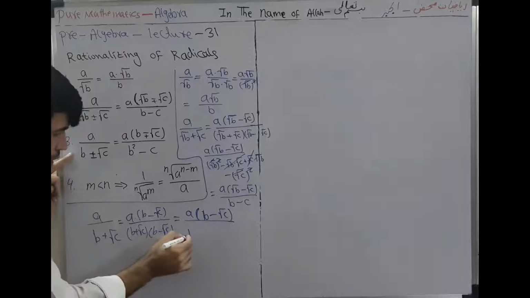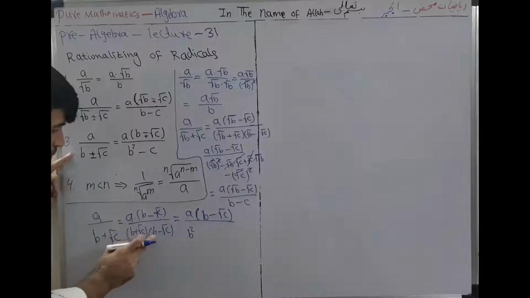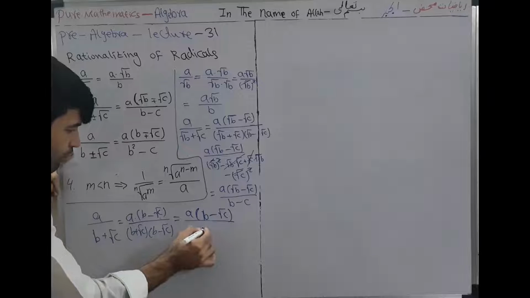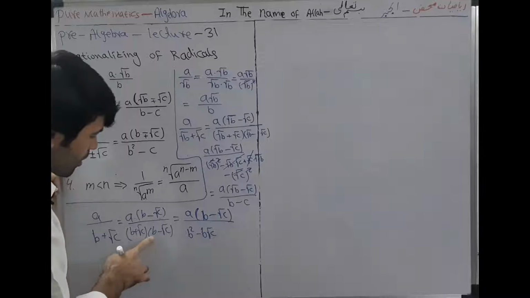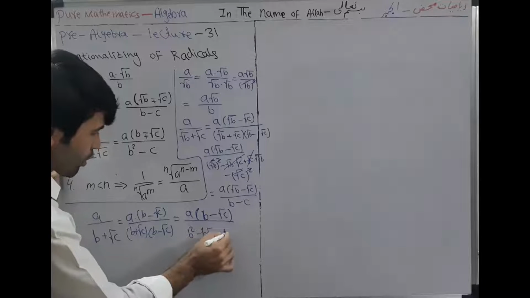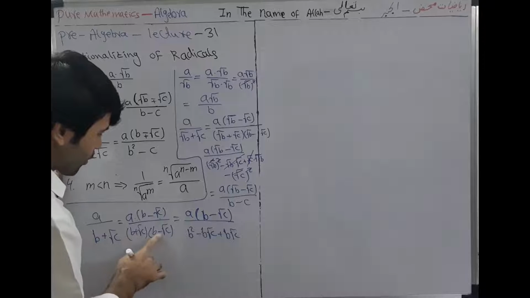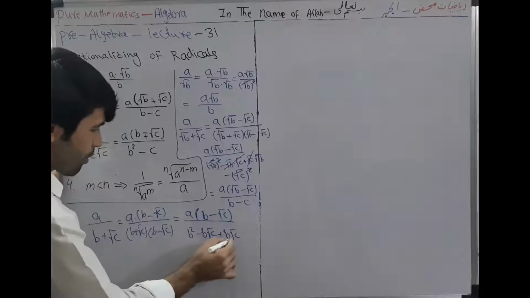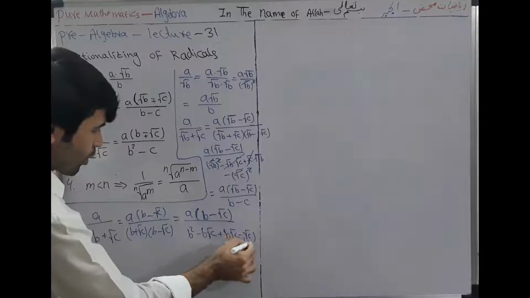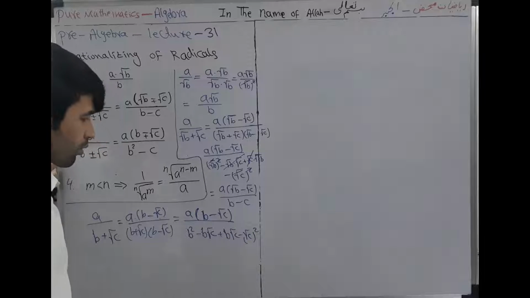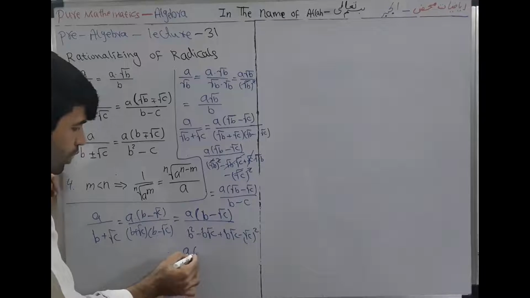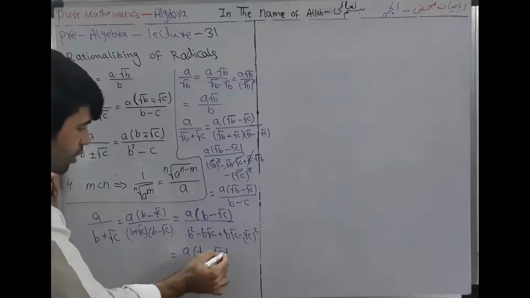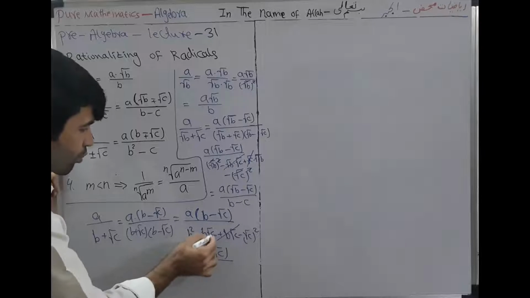b multiplied by b, b square, plus b multiplied by minus square root of c, b into square root of c, plus square root of c multiplied by b, plus b into square root of c, plus square root of c multiplied by minus square root of c. We get minus square root of c whole square. Actually, it is equal to a into b minus square root of c over, these two cancelled.